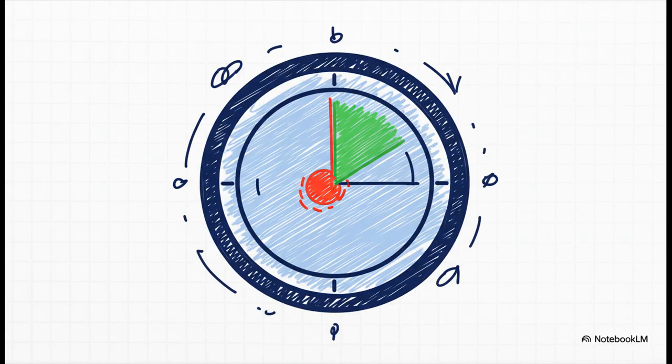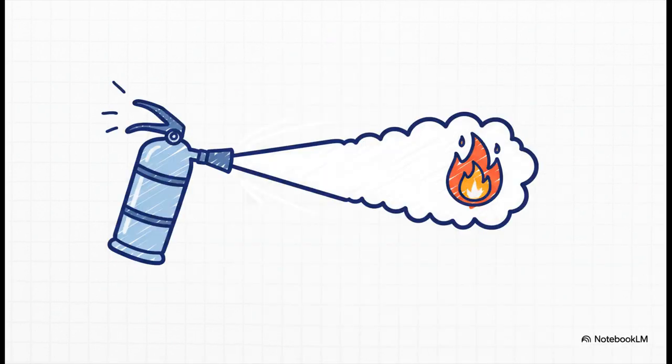That's why the next function is detect. This is all about finding threats that manage to slip past your defenses. It involves things like continuous monitoring and analysis to spot weird activity or any other signs that an attack might be happening. So, you've detected something fishy.